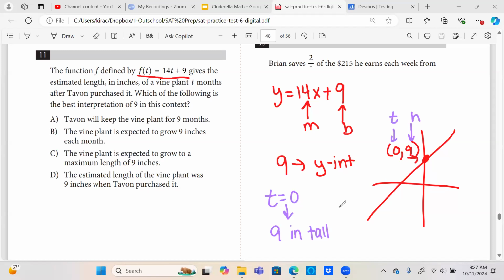So the choice that works with that is D. That is about the length of the plant when Tavon got it from the plant store, the nursery, the Home Depot, whatever. That is the starting length, choice D. You didn't really need to draw all that. I was just kind of being thorough there. If you could get that without having to work off to the side, that's fine.